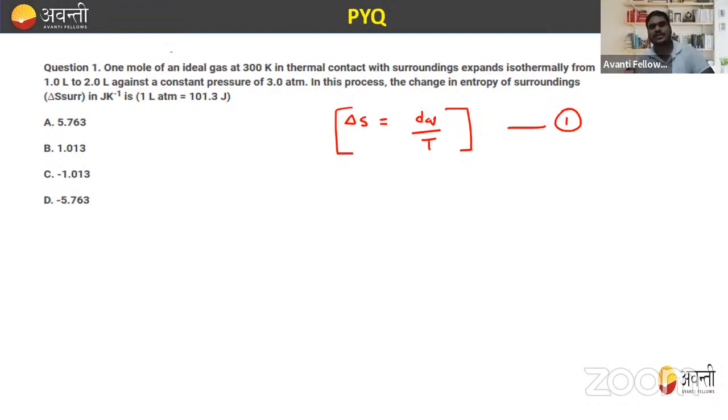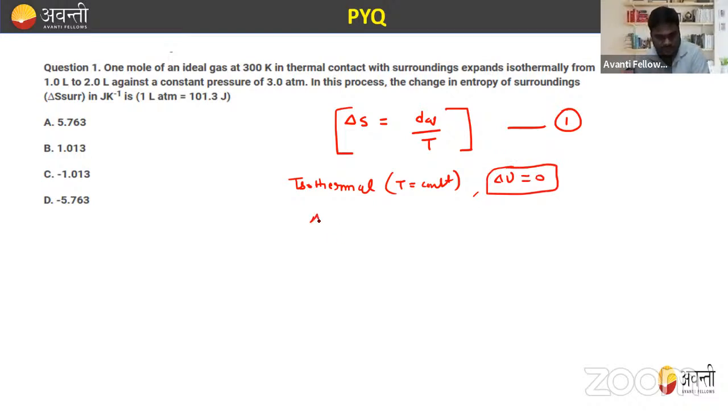Okay. So first, this is an isothermal process, right? Expanding isothermally against the constant external pressure. So if this process is isothermal, what does it mean? Isothermal means temperature is constant. So if the temperature is constant, then delta U, that is internal energy, is also zero, because internal energy is a function of temperature only. So if the temperature is constant, then delta U is also 0.